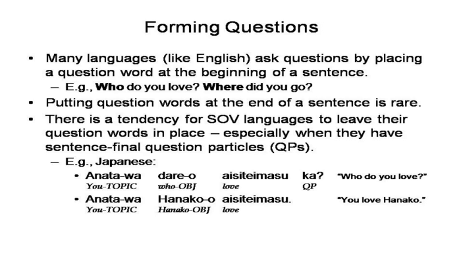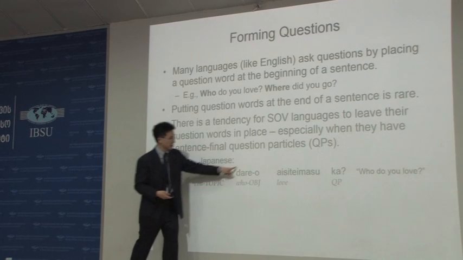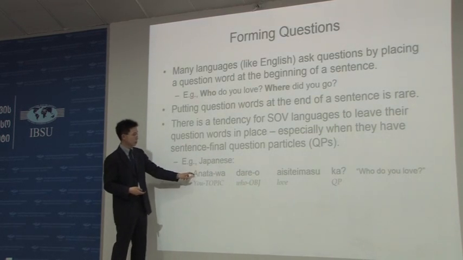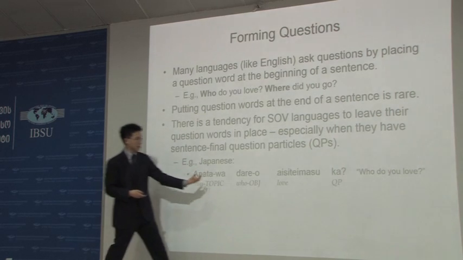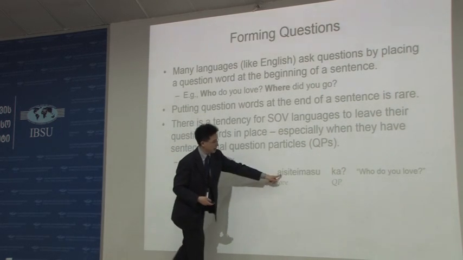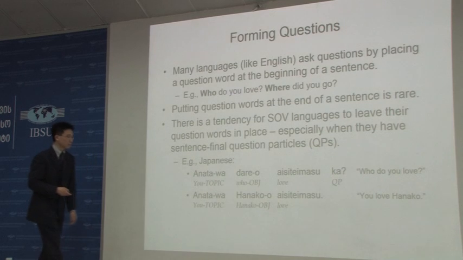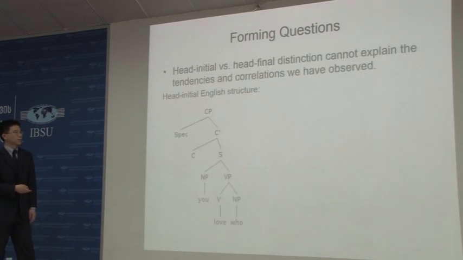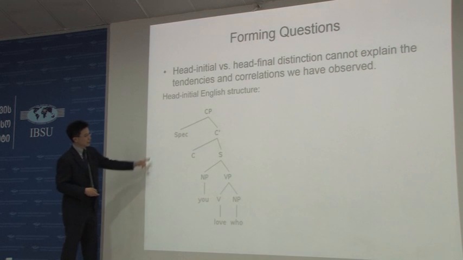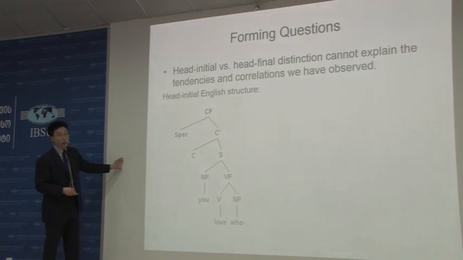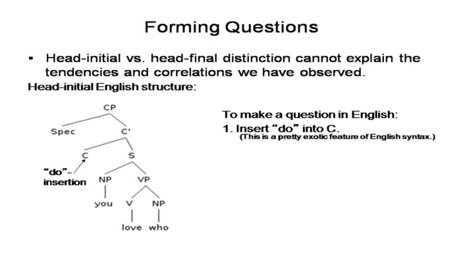So in English, you would put this who here. Who do you love? But in Japanese, the who stays where it should go. You, who, love. Do you see how this is the object? And that's the head? Okay. So the way that we get questions in English is well documented. First, you have to put do here. Then you move the who up here. Who do you love? Does that make sense? Because the who has to start off being the object of love. That's the whole point of the question.